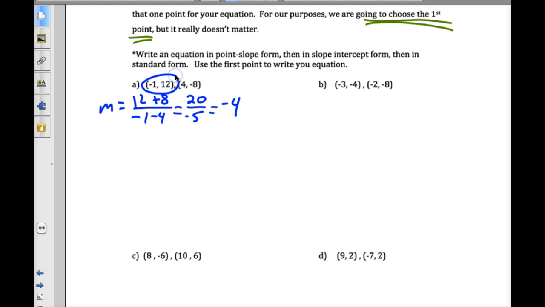Billy, use the first point and a slope of negative 4 and write me the point slope form. Y minus 12 equals negative 4 times the quantity of x plus 1. Nice. Guys, you guys are really good and careful with your signs. That's good. Okay? There's 1. Point slope form. Everybody try to solve that for y. Distribute your negative 4 and add 12 to both sides.